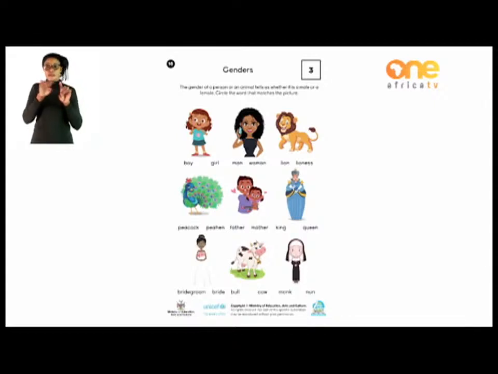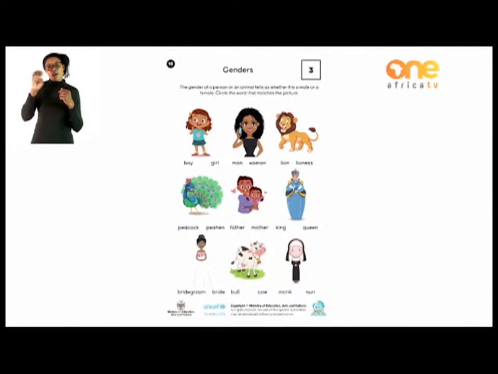Now there are 9 pictures, and we have to identify whether it's a male or a female. Let's look at the first picture. Is it a boy or a girl? A girl. So you have to circle the correct word. The next picture, is it a man or a woman? A woman. You must circle the word woman. Let's look at the next picture. Is it a lion or a lioness? It's a lion. So you have to circle the correct word.